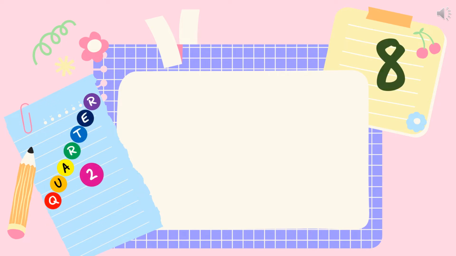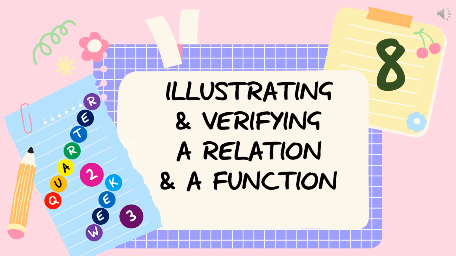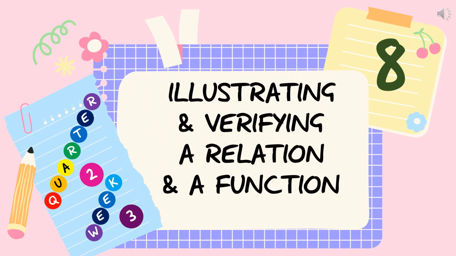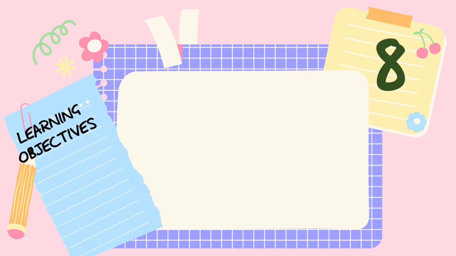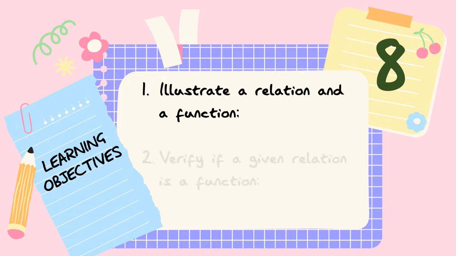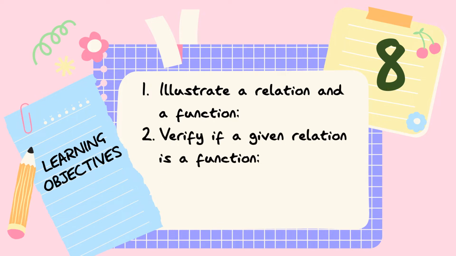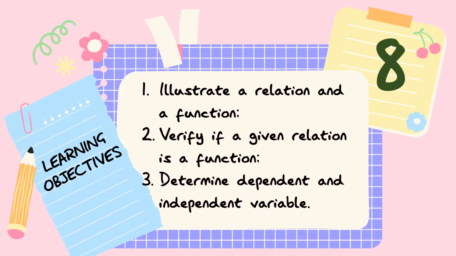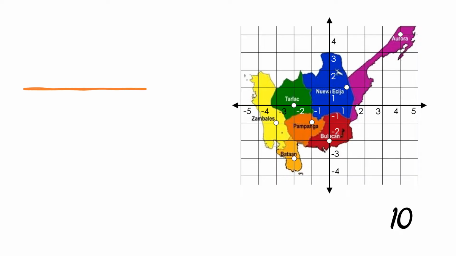We are now on our quarter 2, week 3 of our lesson, which is all about illustrating and verifying a relation in a function. Our learning objectives would be: 1. Illustrate a relation in a function. 2. Verify if a given relation is a function. 3. Determine dependent and independent variables.